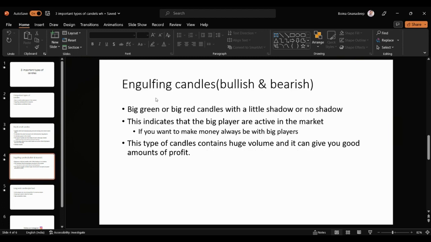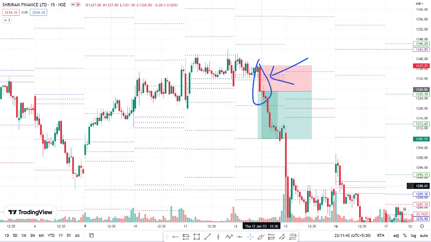Bullish engulfing candles or bearish engulfing candles indicate that big players are very active, and these candles have very short shadows or no shadows. We can see these engulfing candles, with or without shadows, sometimes in the market. This indicates that the big players are active in the market. If you want to make money, always stay with the big players.